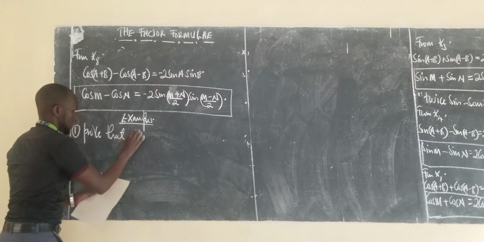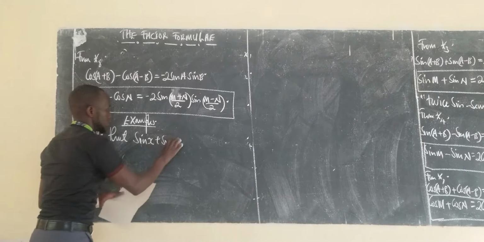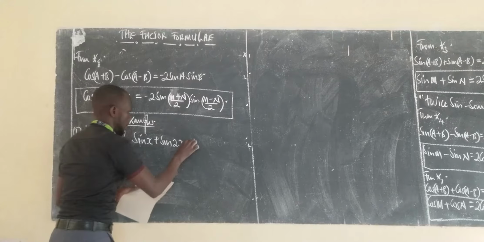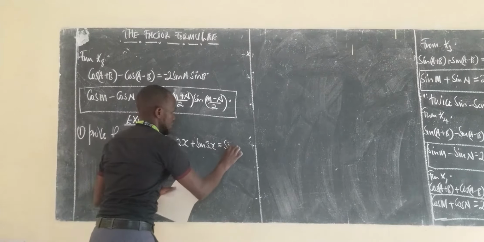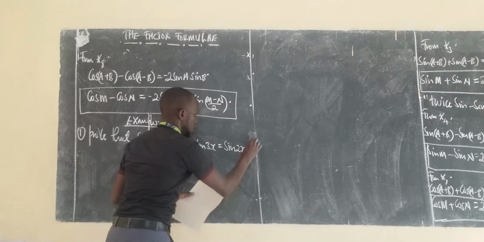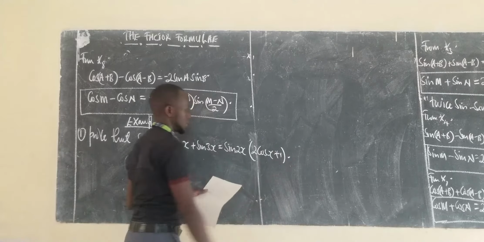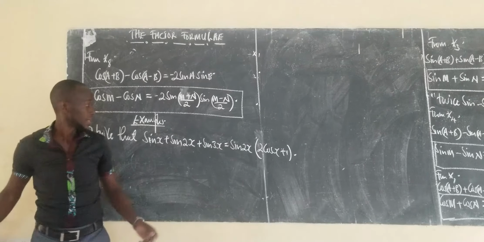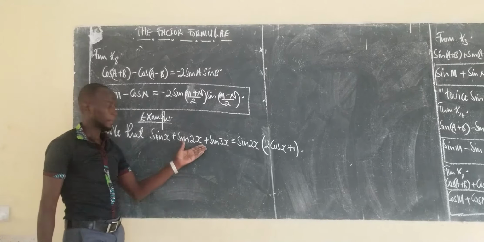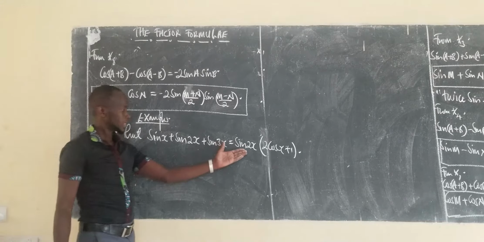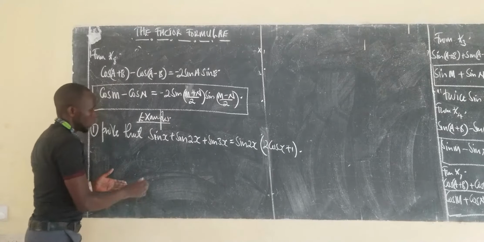Prove that sine of x plus sine of 2x plus sine of 3x is equivalent to sine 2x into 2 cos x plus 1. We are looking at such a question. Somebody saying prove that sine x plus sine 2x plus sine 3x is equivalent to sine 2x into 2 cos x plus 1.